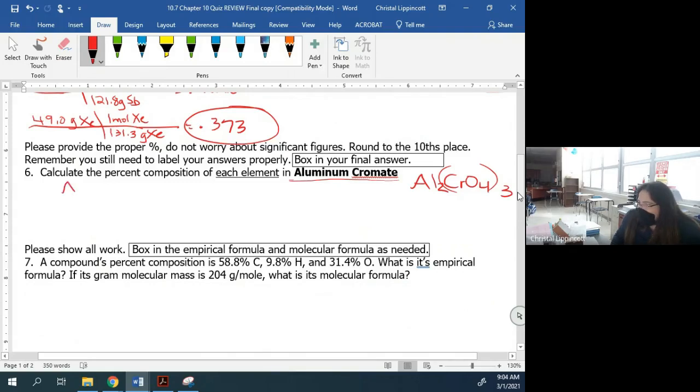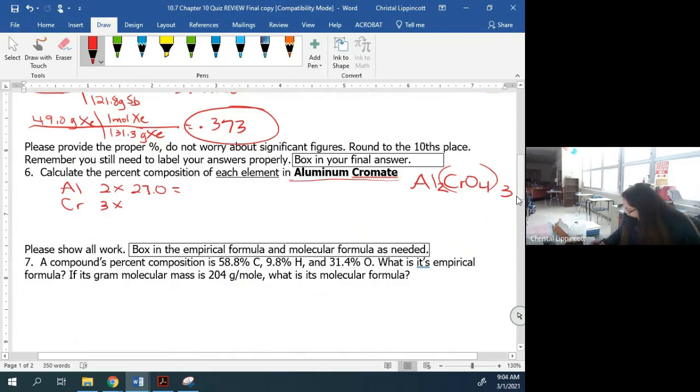Okay, so this is the formula for aluminum chromate. I've got an aluminum here. I've got 2 of those. So 2 times 27. I got that off the periodic table. My chromium, I have 3 of those because remember we have to distribute through the parentheses.